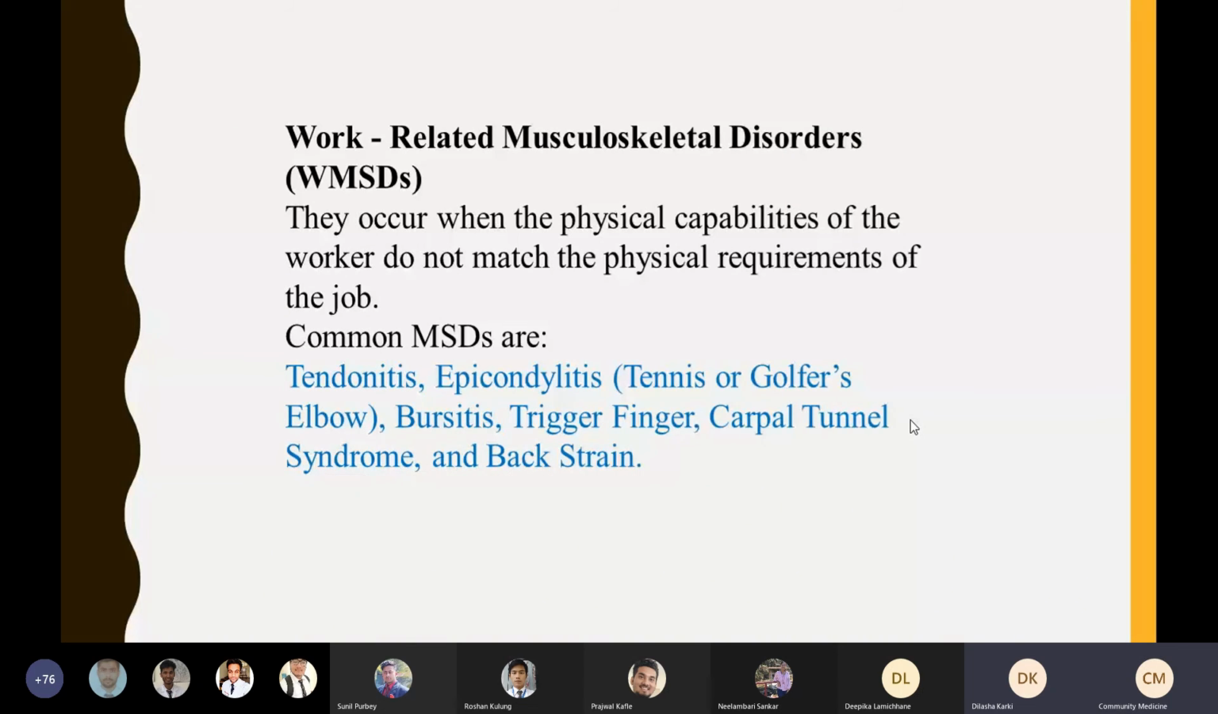So next is work-related musculoskeletal disorders. While working continuously in a certain environment, there will be certain pain or discomfort in the joints or limbs. Because of that, workers can face different types of joint or muscle problems, known as tendonitis, epicondylitis, bursitis, trigger finger, carpal tunnel syndrome, and back strain.